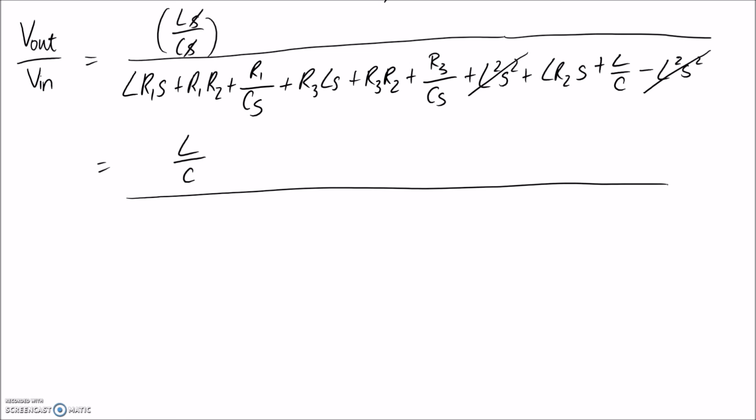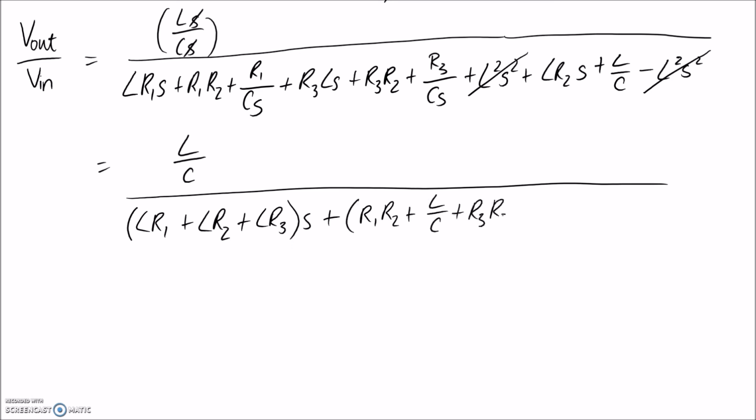In terms of the S components, I've ended up with this one. I've got an LR2 as well, and an LR3. For the constants on their own, I've ended up with R1, R2, an L on C, and an R3, R2. And I've also ended up with a couple that are divided by S. Let me put 1 on S out there.